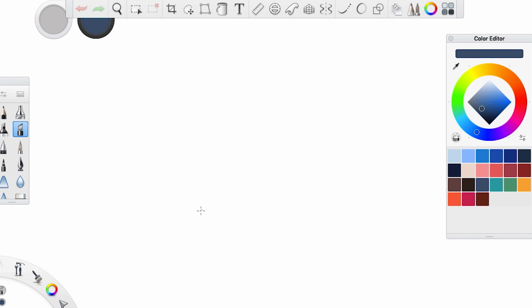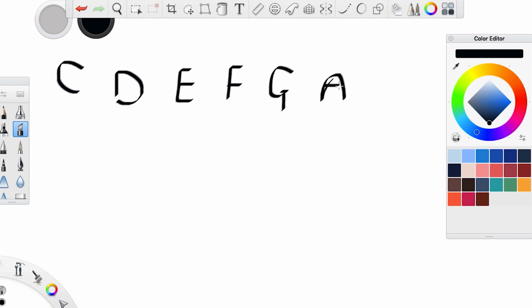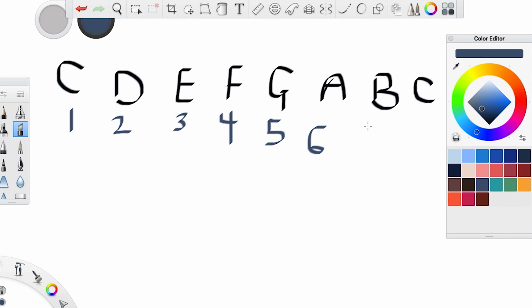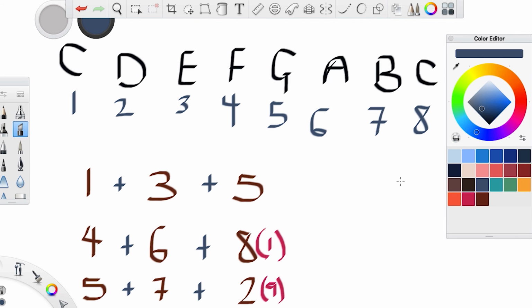Chords are made up of 3 or more notes. C, D, E, F, G, A, B, and back to C. 1, 2, 3, 4, 5, 6, 7, and 8. Now, what we need to know about chords is the major chords are made up of 1, 3, 5. This is a major chord. It's called triad chords.